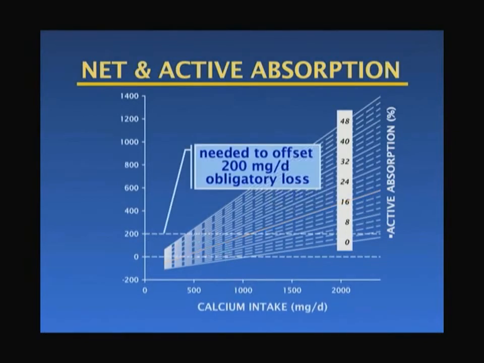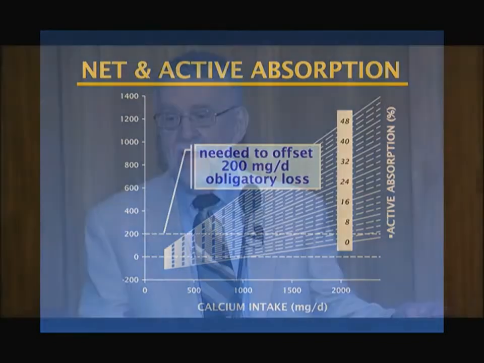The importance of that 200 milligram line is that's what the average adult needs today in order to offset losses from skin and excreta. So if we're not absorbing 200 milligrams per day, we're tearing down our skeleton in order to get the calcium that we need. And this kind of a nomogram, if you will, allows us to do that sort of calculation.